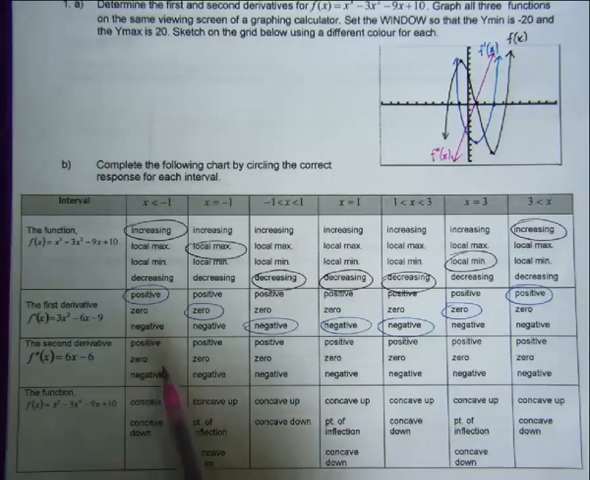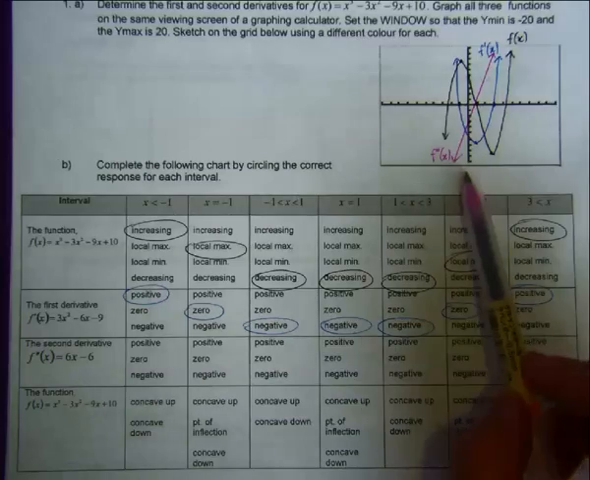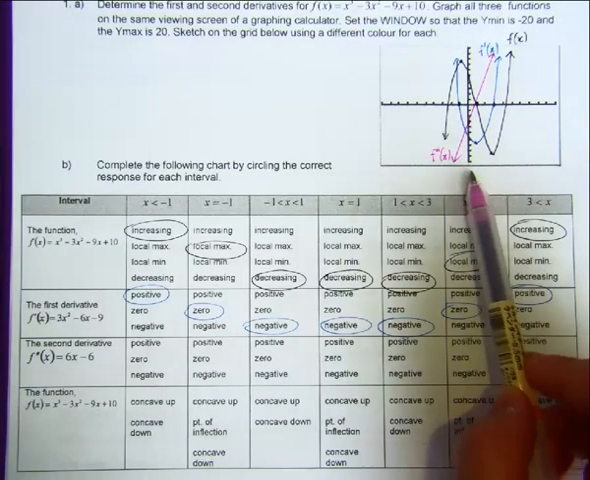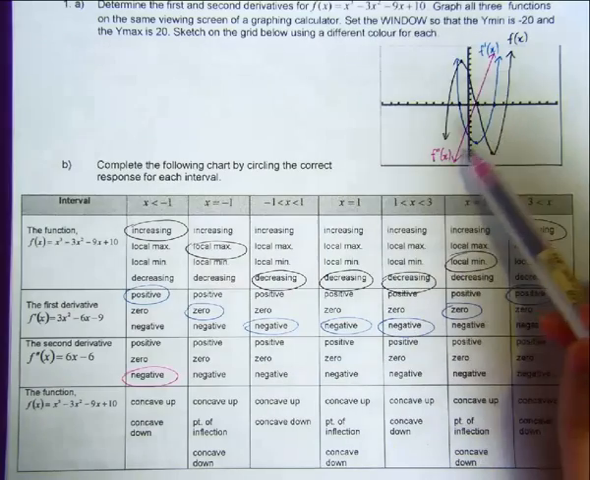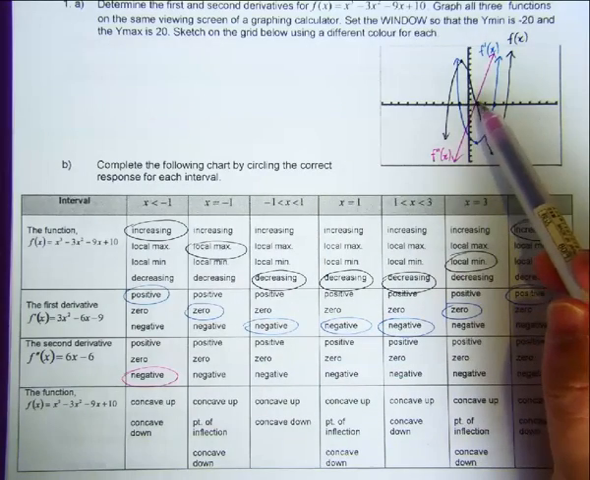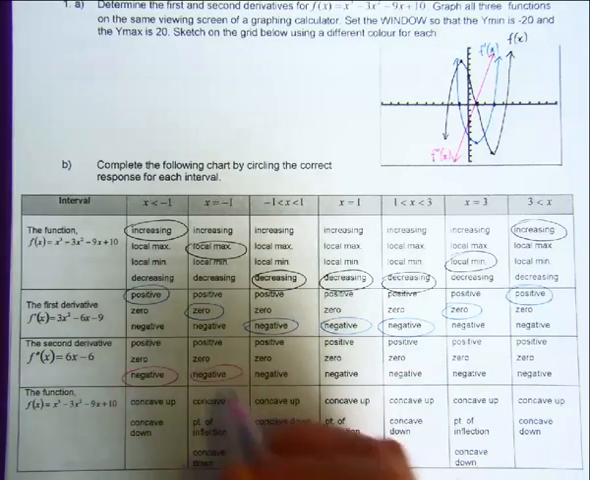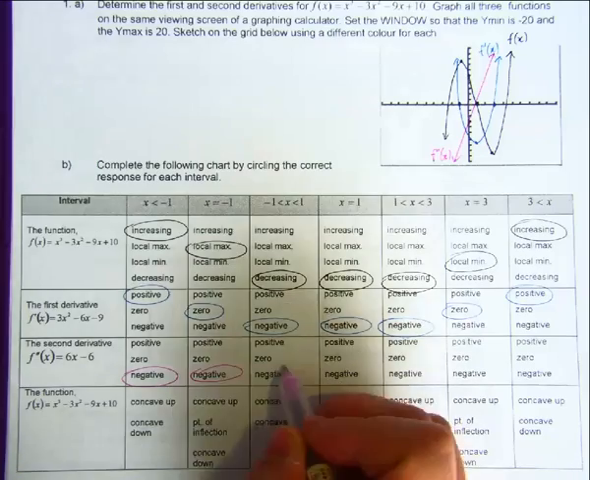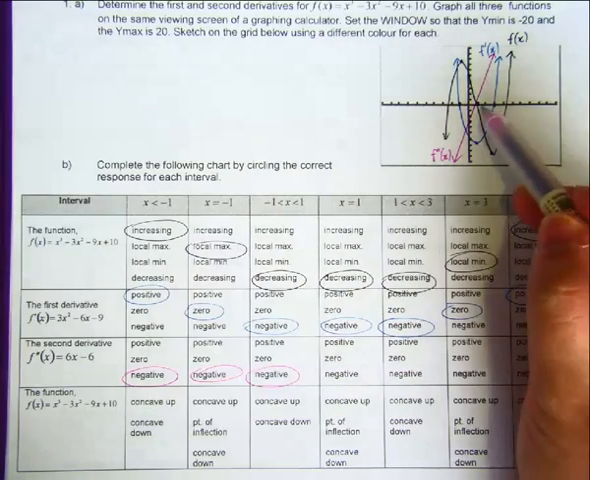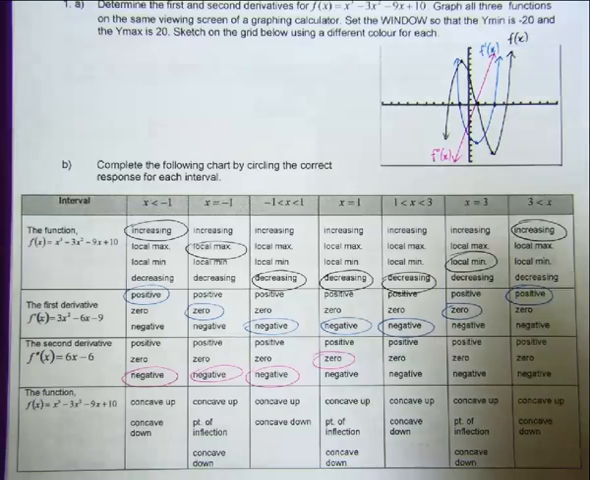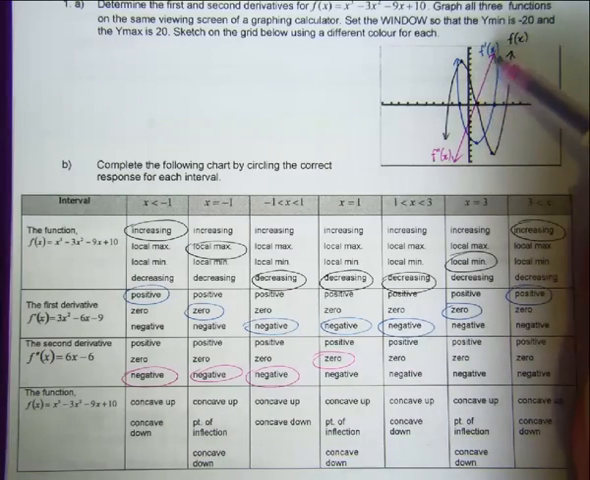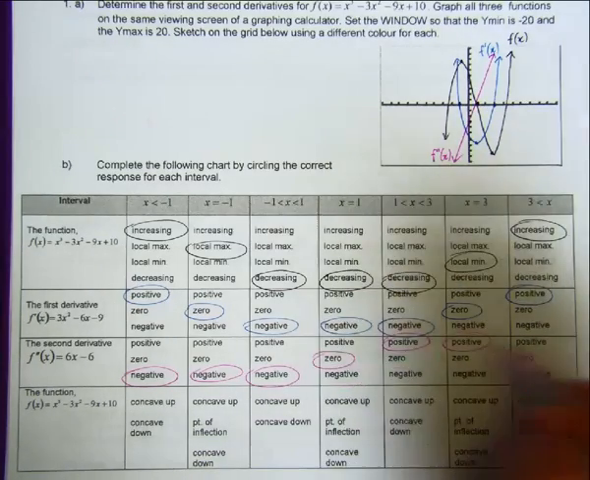Now, the second derivative, this line in pink, when x is less than -1, the function is negative. In fact, it's negative all the way up to x equals 1. So at x equals 1, the second derivative, rather, is 0. Then, when x is greater than 1, the second derivative is positive.